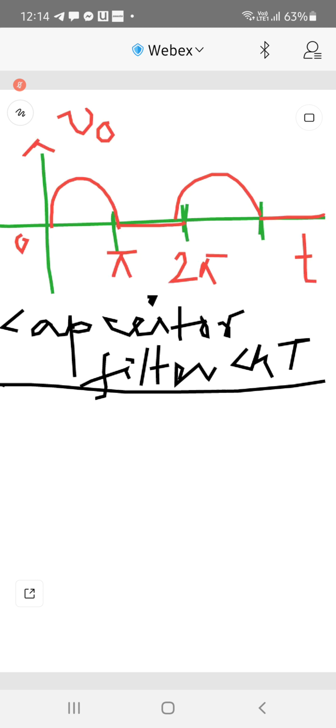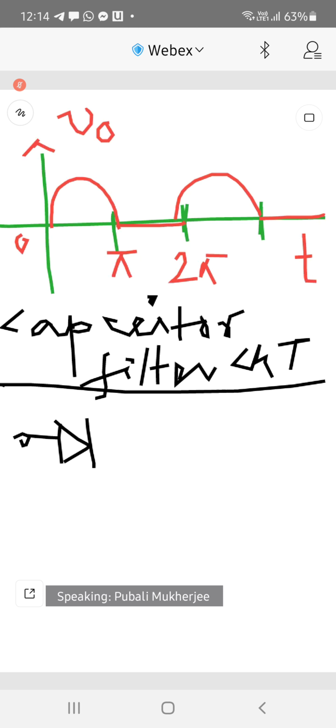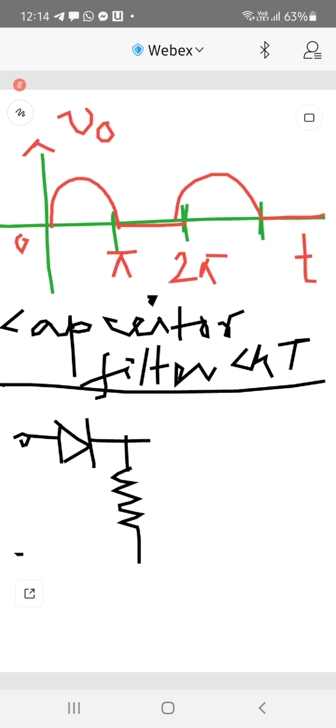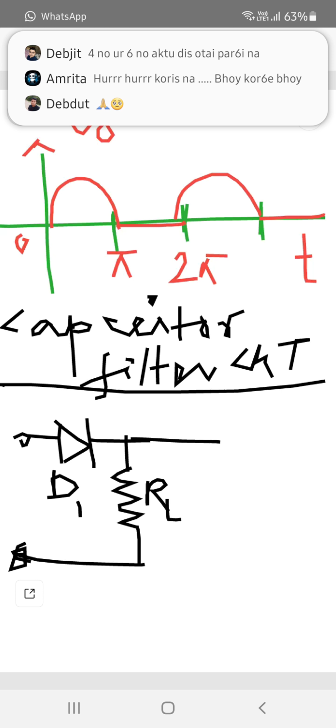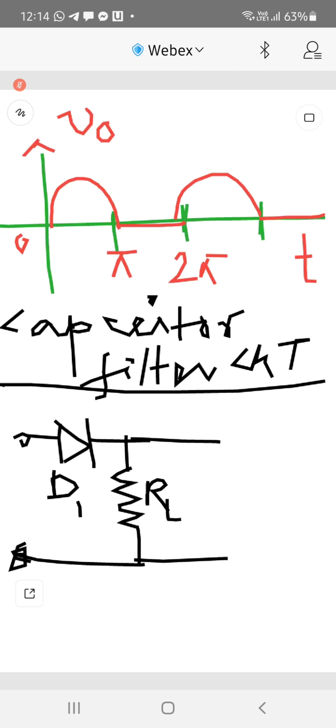The circuit is very simple. I'm drawing the circuit for you. We are discussing half wave. The same concept will be extended for a full wave also. I'm not drawing the input part. It has a transformer and all those things. This is diode D1. This is the load resistor RL. And we use a capacitor called a reservoir capacitor.